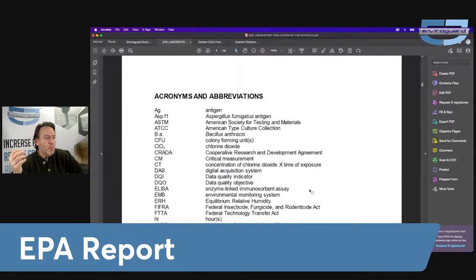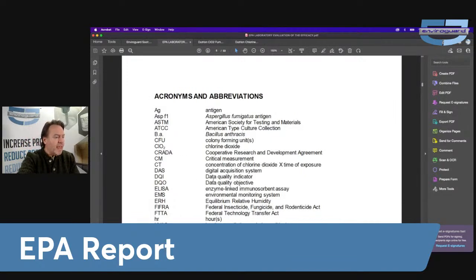So when we talk about Aspergillus fumigatus, and that's a mycotoxin, you're going to see it referred to as ASPF1. Chlorine dioxide is going to be denoted as ClO2. Colony-forming units, which comes up a lot, especially when we're talking about the first fungal reports, is going to be CFU.